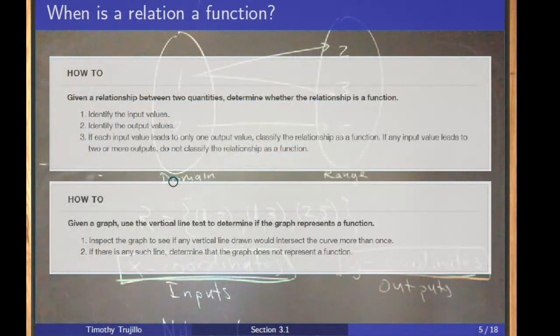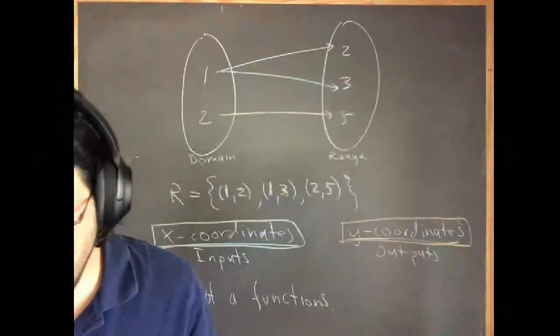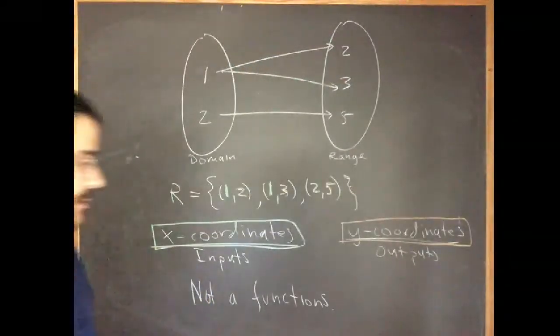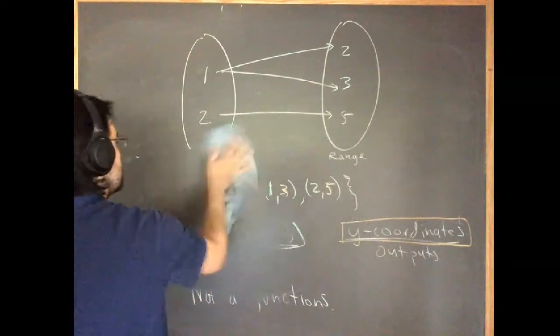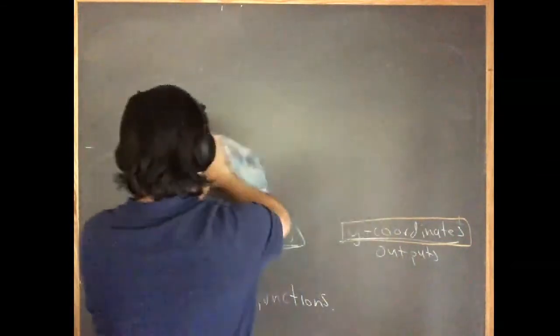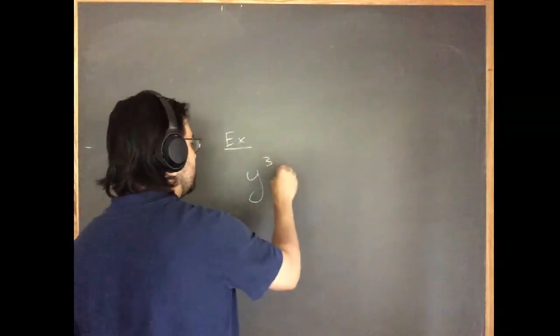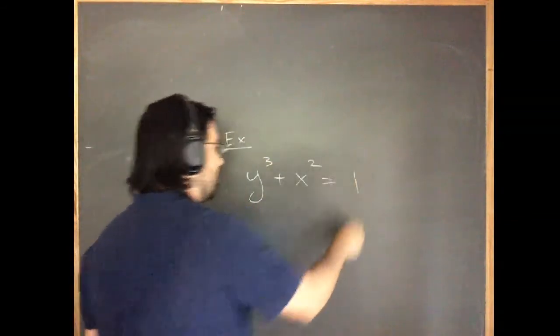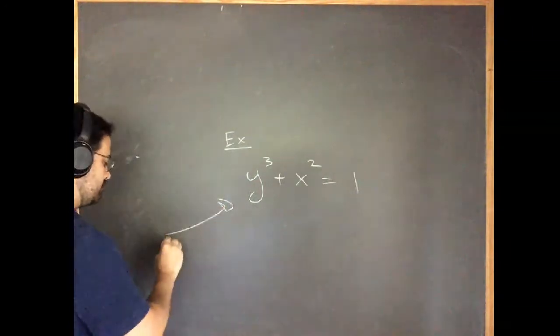Okay, and then I guess there's another way to describe a function, right? So let me just talk about the last way to describe, I guess not a function, but a relation. Another way to describe a relation is just with an equation, in terms of x and y. Let me give you a quick example: y cubed plus x squared is equal to 1. This is an example of a relation.